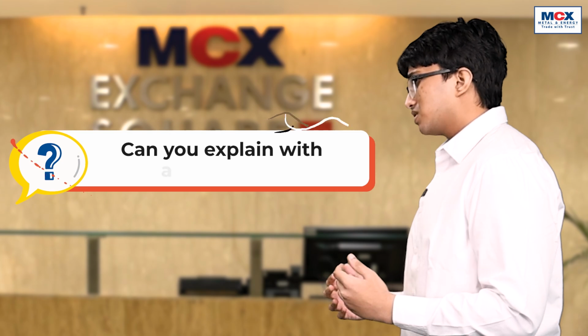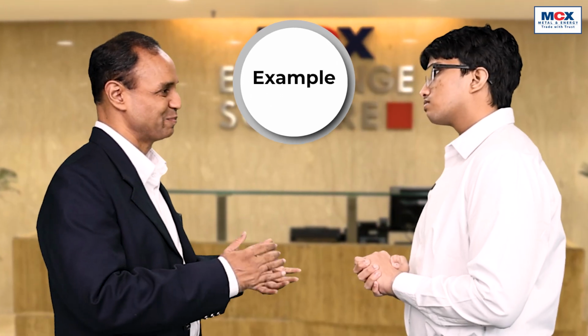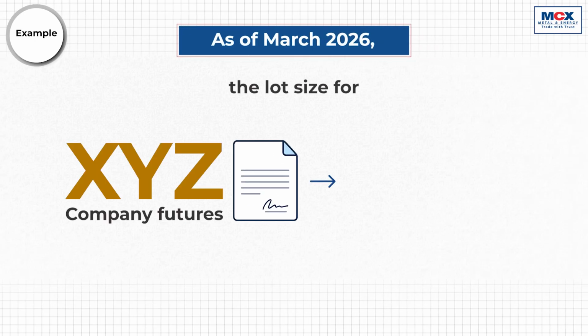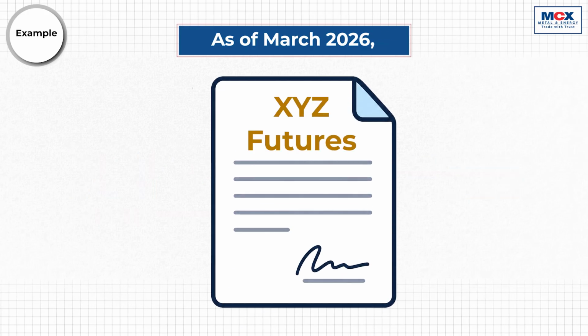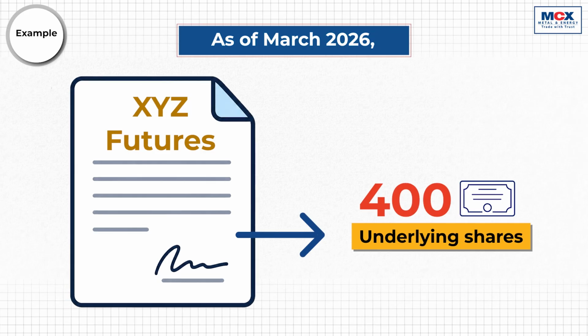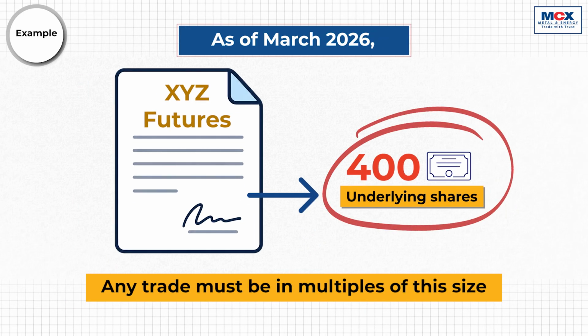Can you explain with an example? Sure. Let me explain with an example. As of March 2026, the lot size for XYZ company futures is 400 shares. One contract of XYZ company futures represents 400 underlying shares. And any trade must be in multiples of this size.